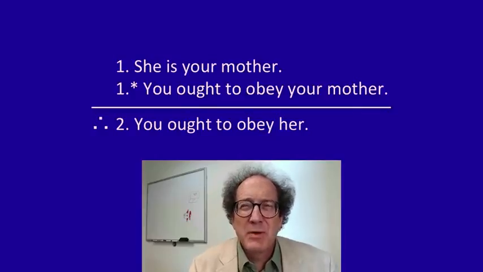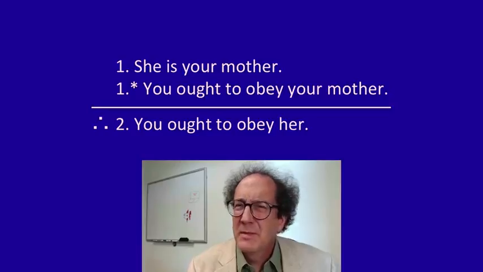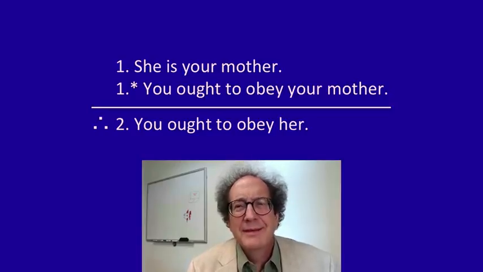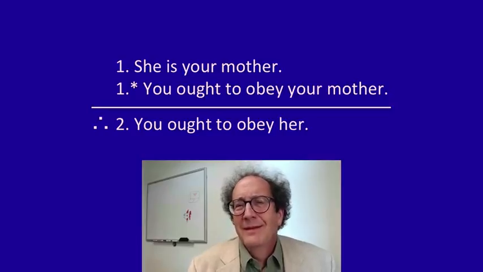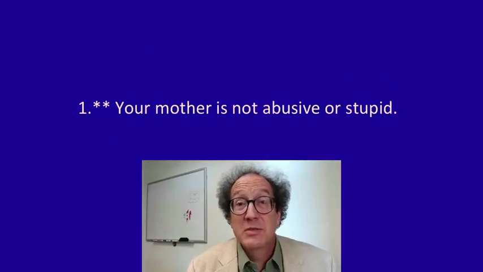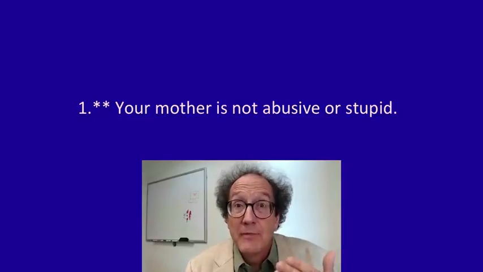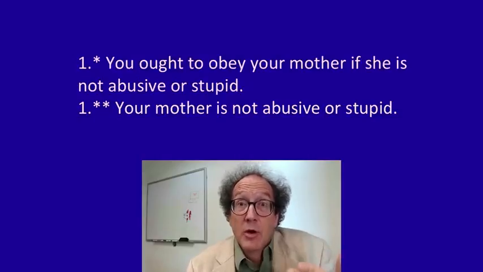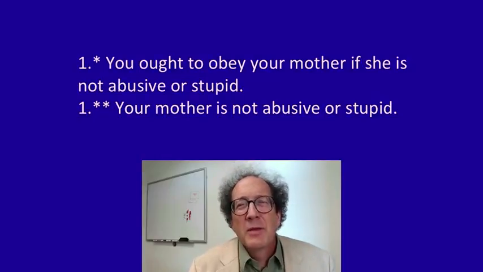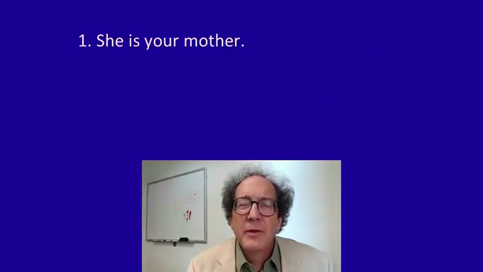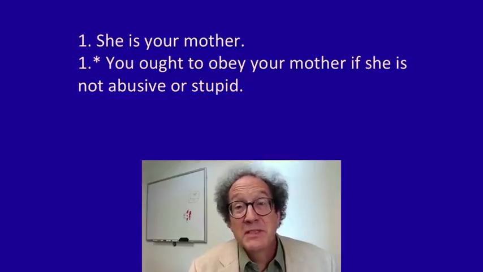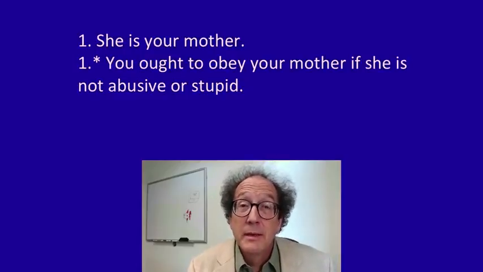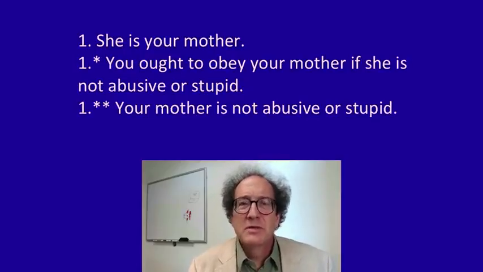But of course that suppressed premise, you ought to obey your mother, is questionable because maybe she was abusive or stupid. So let's add another suppressed premise, that your mother was not abusive or stupid. Of course, we also have to qualify that moral premise: you ought to obey your mother if she's not abusive or stupid. And now the argument looks like this. She's your mother. You ought to obey your mother if she's not abusive or stupid. Your mother was not abusive or stupid.